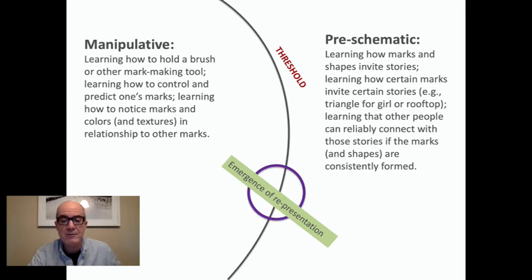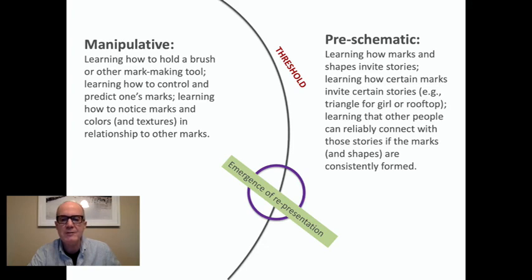because long after a learner has acquired the idea of representation, you might still find yourself working in a manipulative way with materials that are brand new to you. Okay, so we got to keep that a little bit separate here.